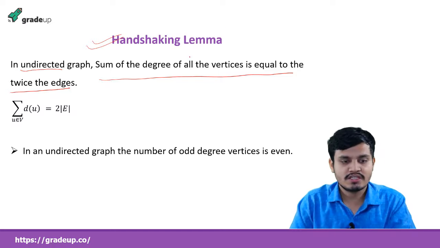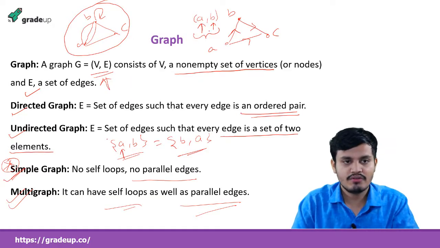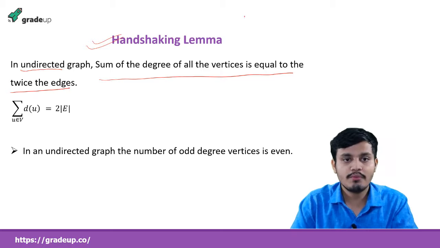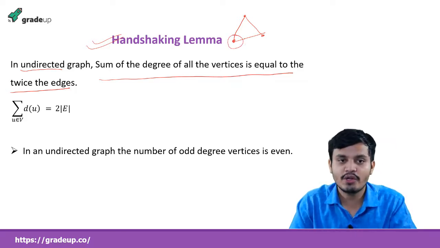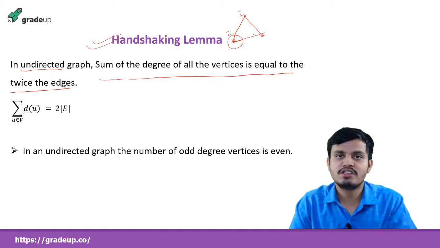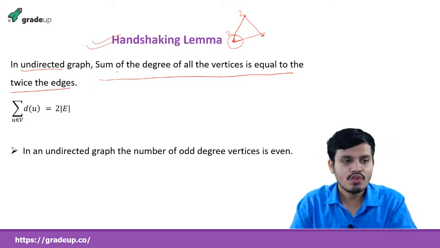Suppose we draw this graph. Okay, let's draw it again here. What is the degree? The edges incident on that vertex. This will be one edge and two edges, so its degree is 2. Similarly, its degree is 2 because 2 edges are incident on that vertex. Its degree is also 2 because 2 edges are incident on that vertex. So the sum of the degrees of all vertices is equal to twice the edges.